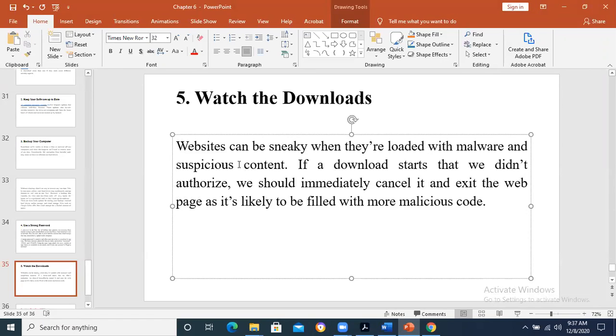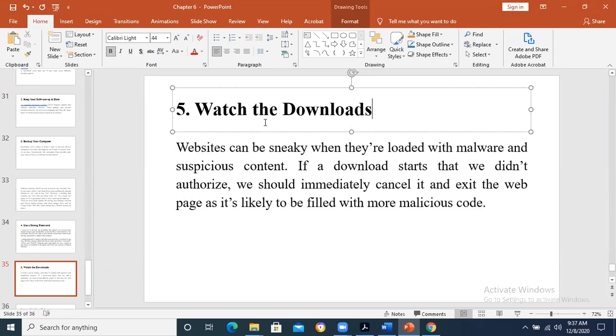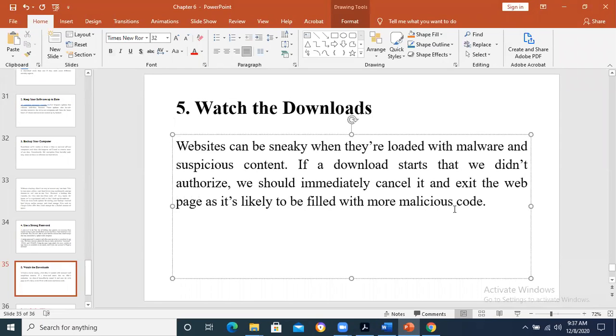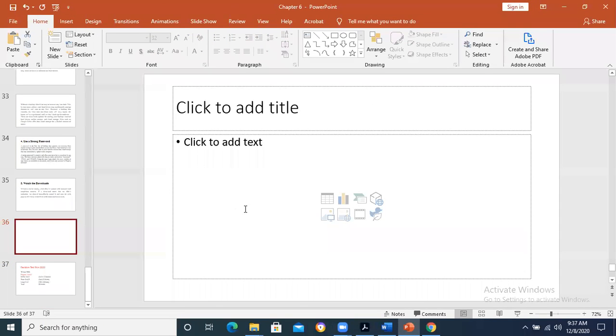If a download starts that we did not authorize, we should immediately cancel it. Sometimes you did not click, and a download is started in your computer system, and it could be harmful for you. You should quickly stop it because you did not start this process. You were clicking somewhere and did not know that clicking would start a download. We should immediately cancel such a download, knowing that it may contain some malicious code which could be harmful for my computer system.